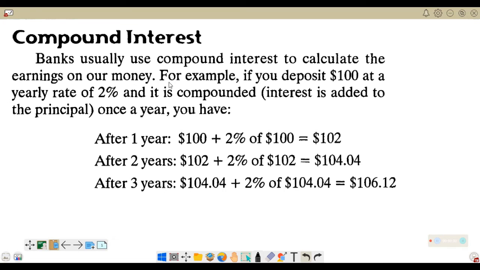This is Miss Rena, and for this video discussion, we will focus on compound interest. You are already familiar with this concept because we've tackled this already during your GE 114 class. So let's start. Banks usually use compound interest to calculate the earnings on our money. Let's look at this example.